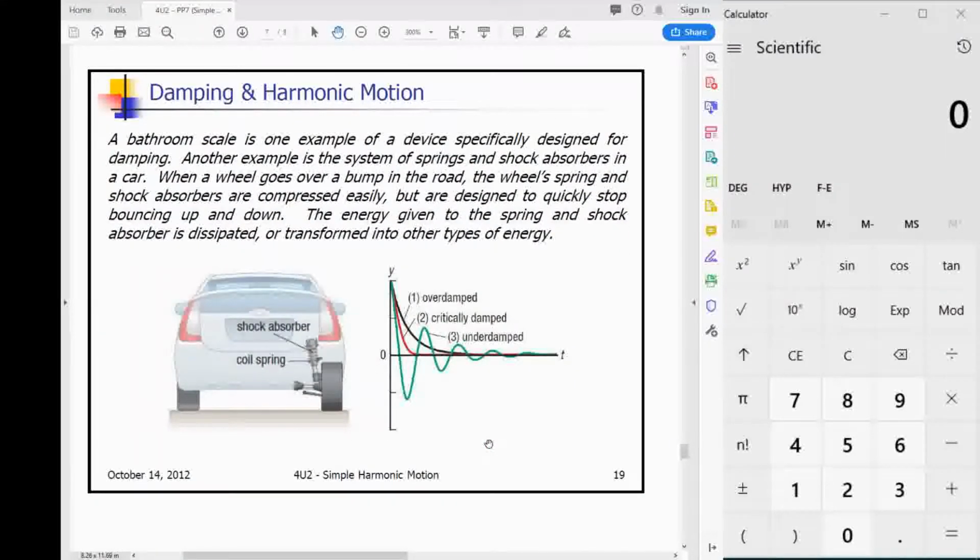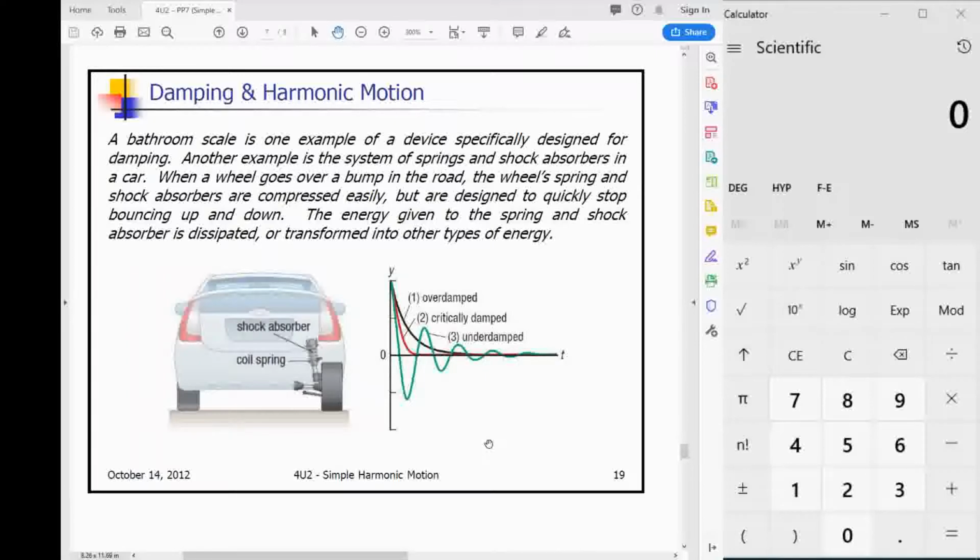So there are 3 ways of defining damping. There's actually a 4th that is the ideal case, the perpetual motion machine case, that's called undamped. So let's look at each of these. So we have our number 1, that's our overdamped system.